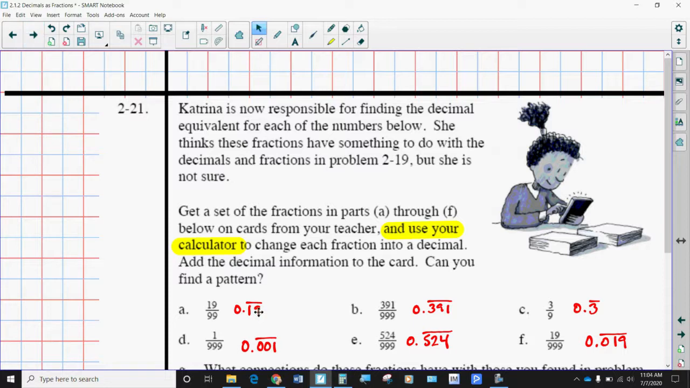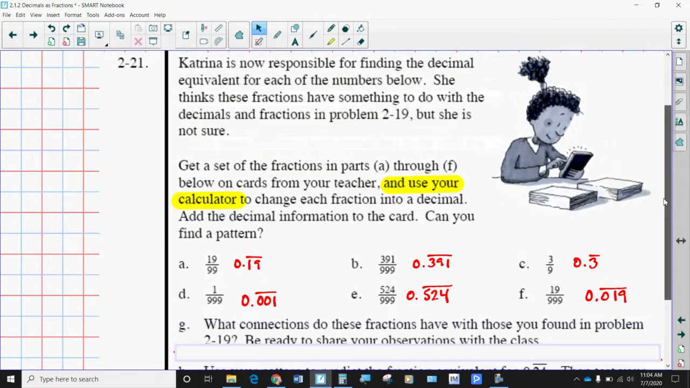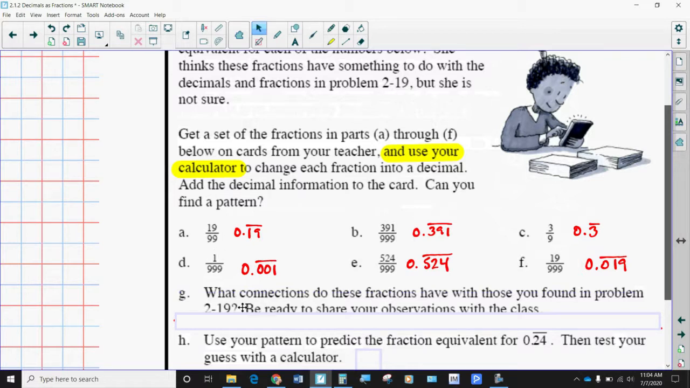But they're repeating, right? And so what we got for our answers in problem 19, you had the same numerators.